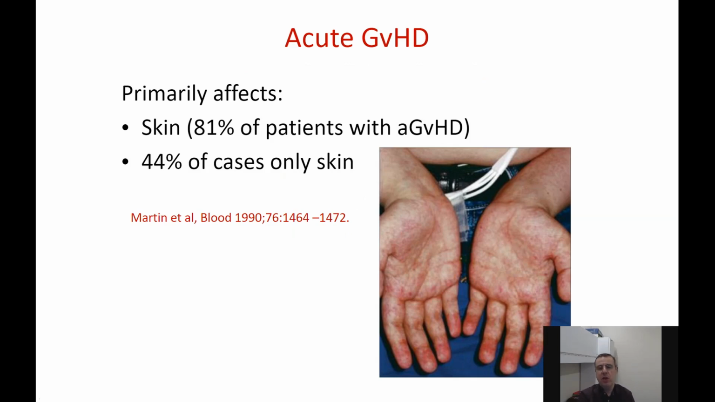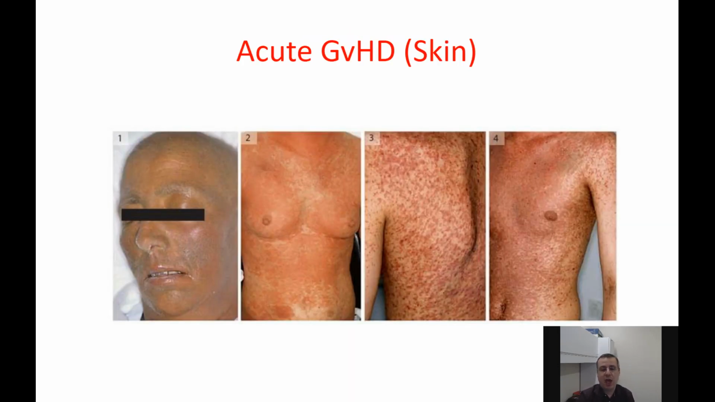So acute GVHD primarily affects just a few organs that we're going to focus on. Skin is affected in around 81% of patients that develop acute GVHD, and in 44% of cases, just the skin. This can manifest more frequently as a maculopapular rash or even a diffuse erythema, the extent of which we use to determine the stage and ultimately the grade and severity of acute GVHD.